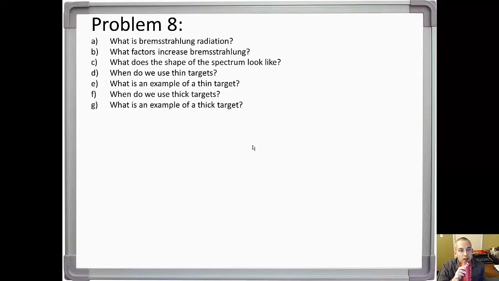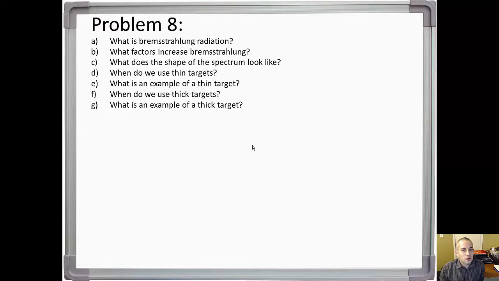So this is going to be video 2 in my series on photon interactions. This video is going to be covering problems 8 through 14. So let's pick up where we left off.